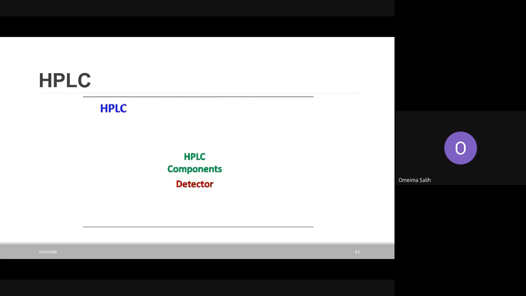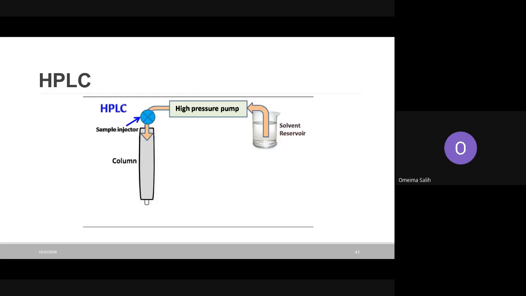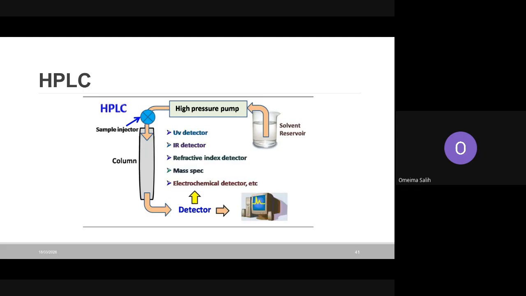The detector. In order to detect the eluite, that is sample coming out of the column, the HPLC column is attached with a detector. Different types of detectors such as UV detector, IR detector, fluorescence detector, refractive index detector, mass spectrometer, electrochemical detectors, etc. can be used. The detectors are connected with a computer which collects the information.